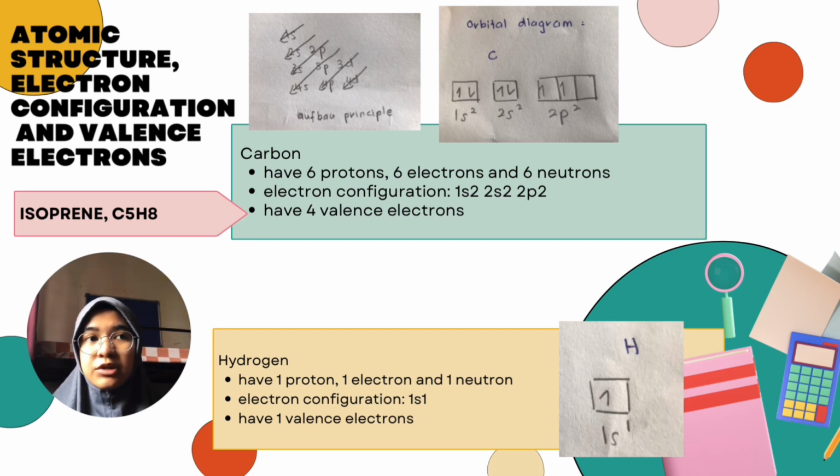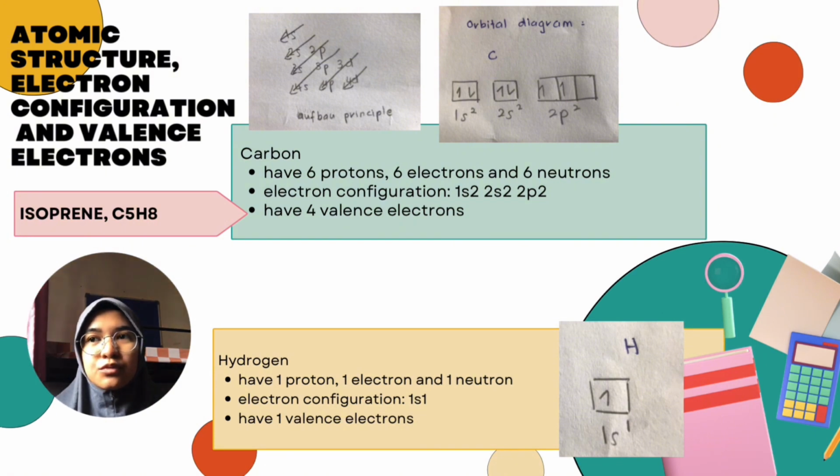From the electron configuration, we can determine the total valence electrons for carbon. The highest energy level in carbon is 2, so we need to add the electrons from both the s and p orbitals of the second energy level to get the valence electrons. So the total valence electrons for carbon is 4. For the orbital diagram, I have drawn it and inserted it in our slide as provided.